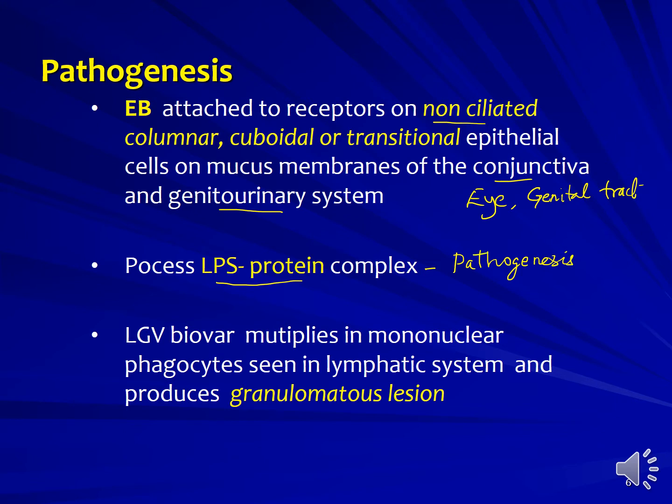If you see the other biovars of chlamydia, the lymphogranuloma venereum biovar multiplies purely in the mononuclear phagocytes seen in the lymphatic system and produces granulomatous lesions, whereas the other chlamydial species can produce mucopurulent or acute infections where neutrophils are involved, but here the macrophage activity is more and the lymphogranuloma venereum biovars of chlamydial species produce granulomatous lesions.